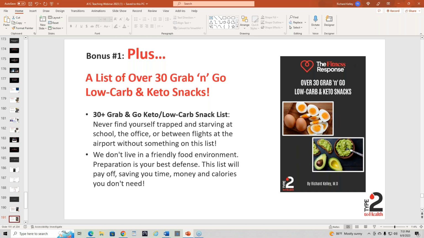And instead of just driving through a fast food restaurant when you find yourself staying late at the office or school or whatever, if you have something on this list, it'll help you make a better choice in times when you feel like you're in a pinch.